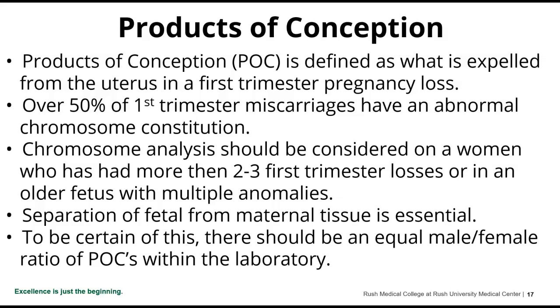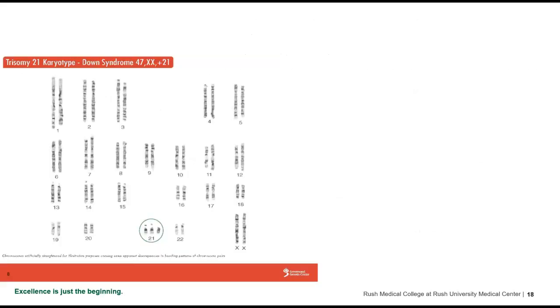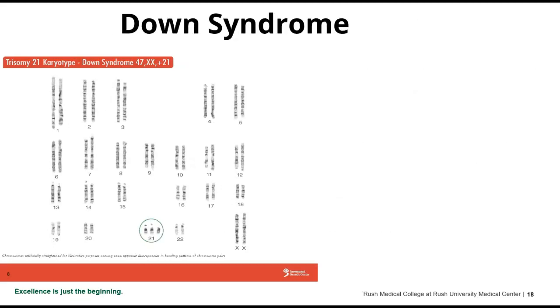Separation of the fetal tissue when we're looking at fetal tissue is really important. So, for instance, when I run my lab for products of conception, if 100% are normal female, then I probably did not separate the tissue, and that's actually one of my quality controls. So, I should expect 50% of my products of conception to be male and 50% to be female. And if that's not what's happening, then I'm not doing it right.